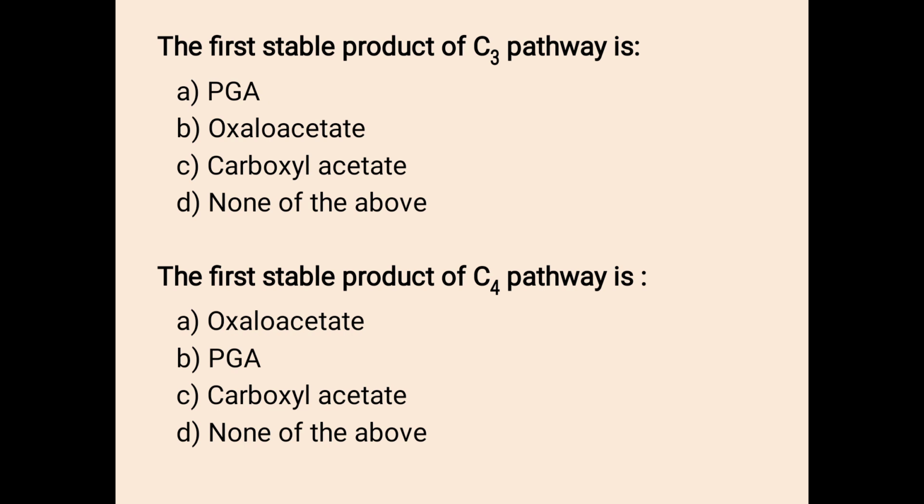In case of a C3 pathway, the first stable product is a 3 carbon compound, that is PGA or phosphoglyceric acid. Next question is, the first stable product of C4 pathway is. In C4 pathway, the first stable compound is a 4 carbon compound, that is oxaloacetate or oxaloacetic acid.